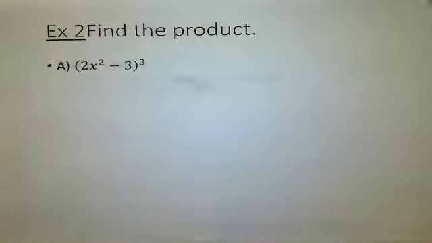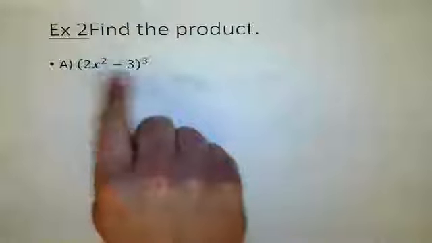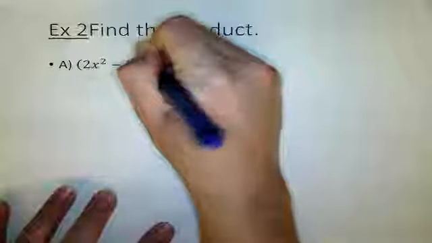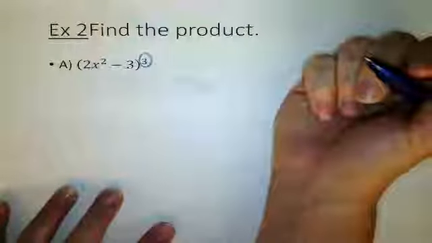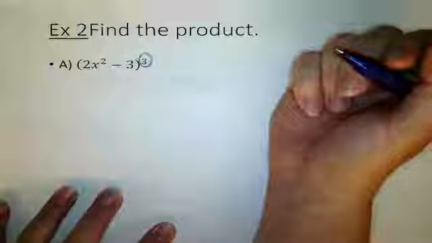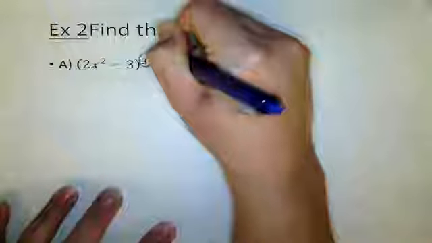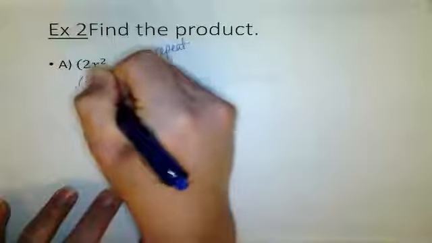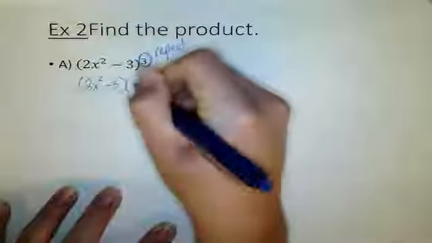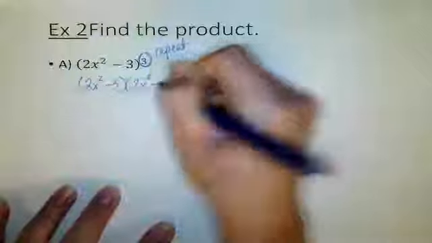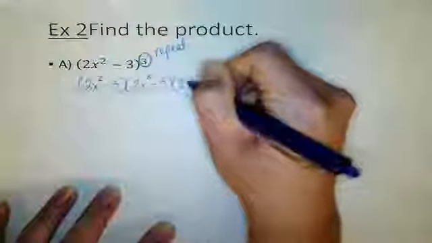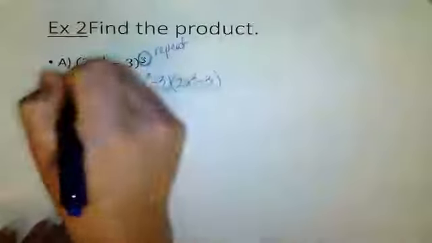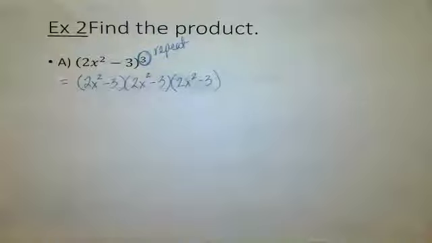All right, we have the quantity 2x squared minus 3, and then the whole thing is being cubed. What do we need to do with this whole thing being cubed? Three bubbles, yeah, repeat 3 times. That's what that power means. So we need to repeat that bubble 3 times. So (2x squared minus 3) times (2x squared minus 3) times (2x squared minus 3). Now we have 3 bubbles being multiplied together.